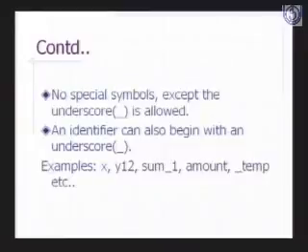The examples I have given are: X is an identifier, Y12 is an identifier, some underscore 1 is an identifier, and here you can see underscore TEMP is also an identifier in the C programming language.